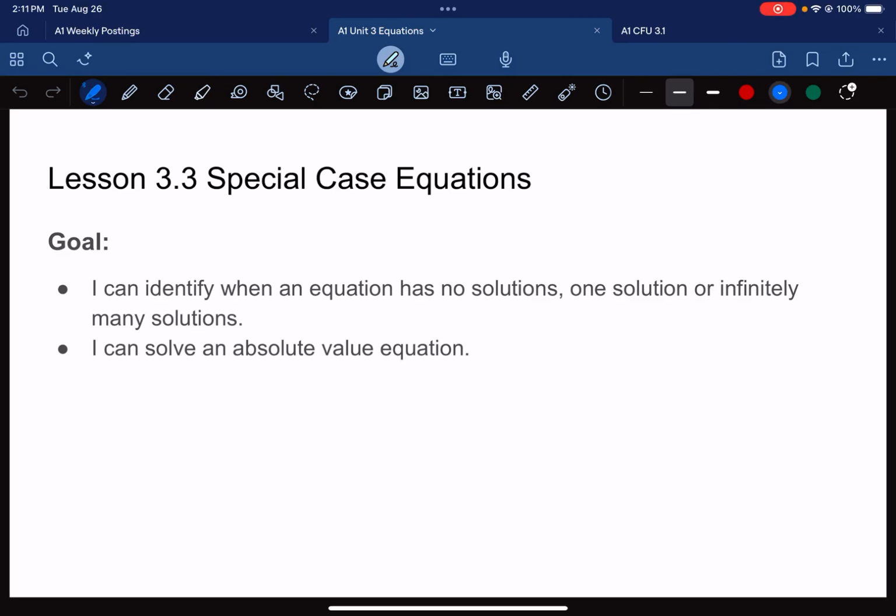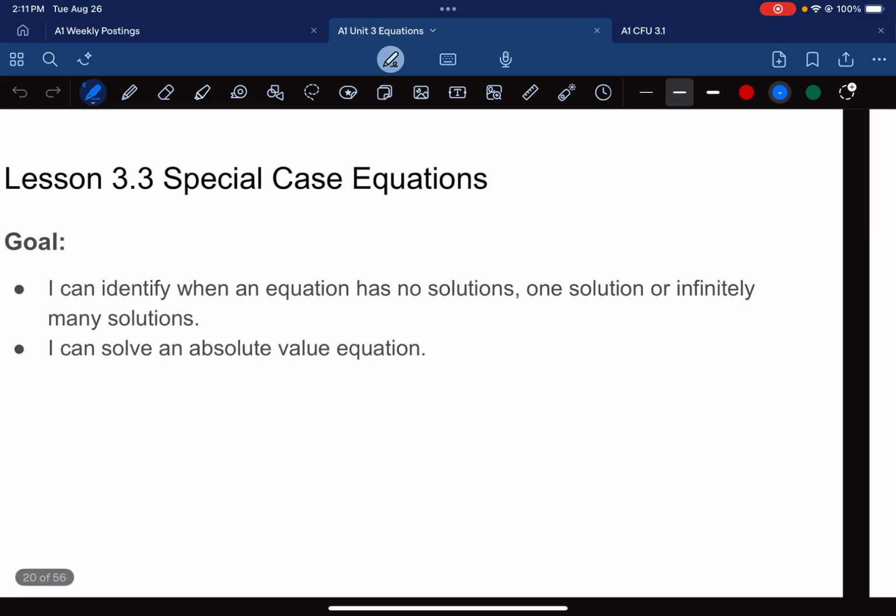This is lesson 3.3, special cases equations. The goal is I can identify when an equation has no solution, one solution, or infinitely many solutions. And the second one is I can solve an absolute value equation.